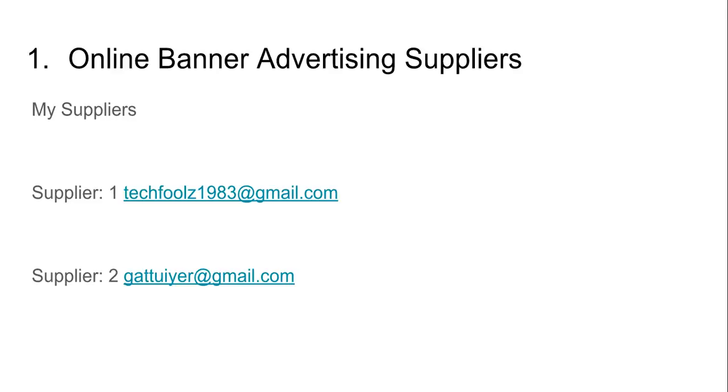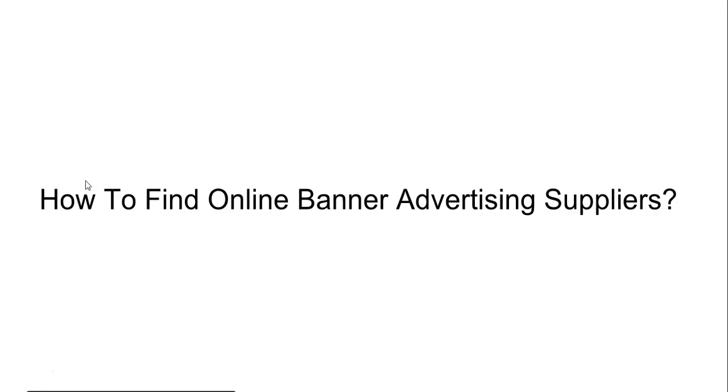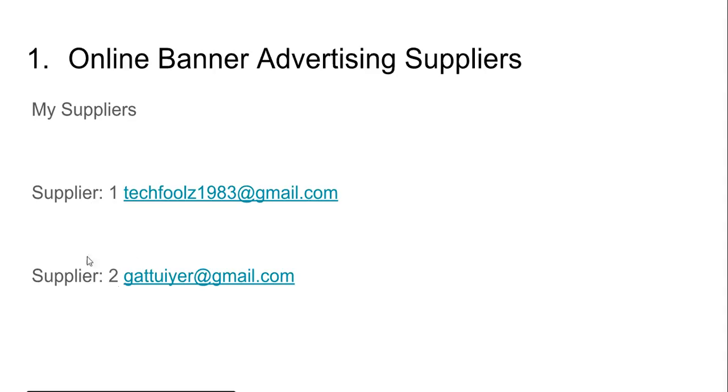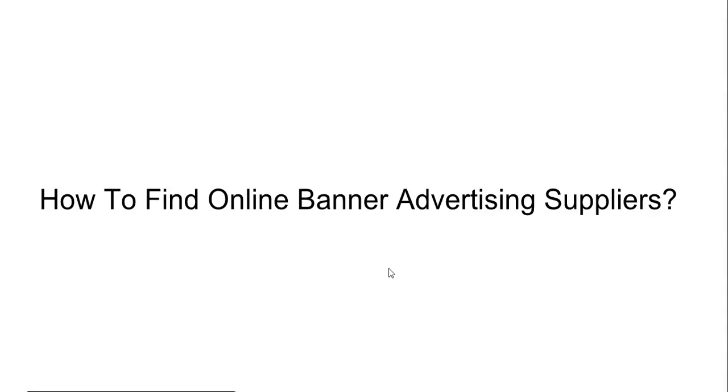The best thing is you just contact them, and they will tell you whenever they have advertising, or you just tell them that you are interested in continuing the advertising with them. They will keep finding good advertising and let you know whenever they find it. Now, these are my suppliers. How can you find online banner advertising suppliers?